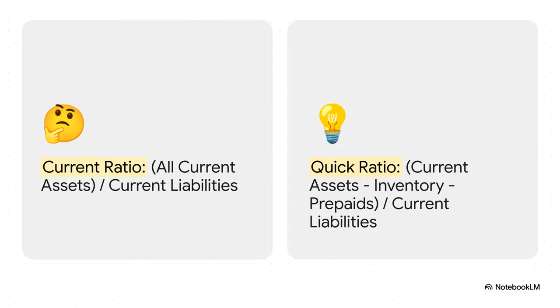When you see the two formulas side by side like this, the difference looks so small. It's just subtracting inventory and prepaids from the top number. It seems like a tiny change on paper, but in the real world, that little adjustment can mean the difference between a company that looks healthy and one that's actually teetering on the edge of a cash crisis.